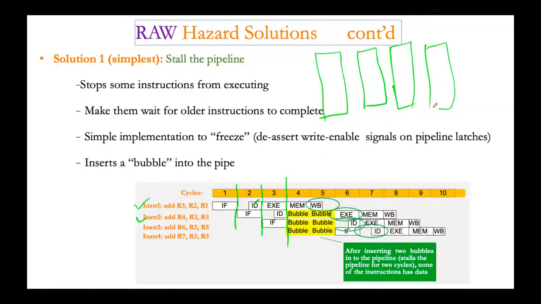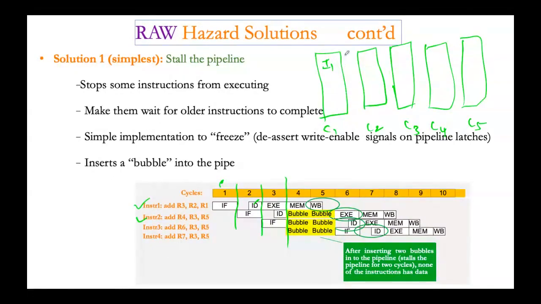Third stage, fourth stage, and fifth stage. In the first cycle, only instruction 1 will be there. So this cycle is busy. Called cycle 1, cycle 2, cycle 3, cycle 4, cycle 5.